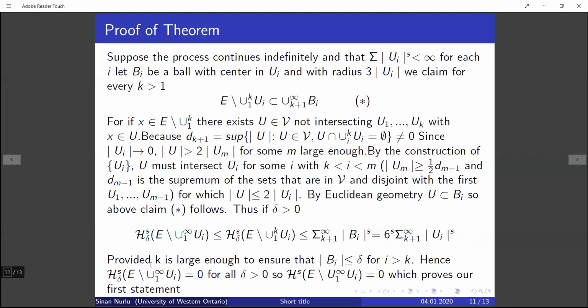But then since this is true for every delta, even if we take the supremum over deltas, it would still be zero. So the Hausdorff measure would be zero. And this part proves our first part of the theorem.